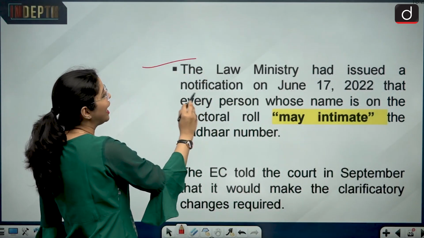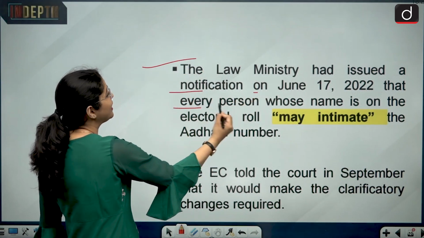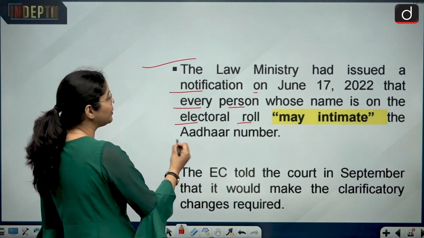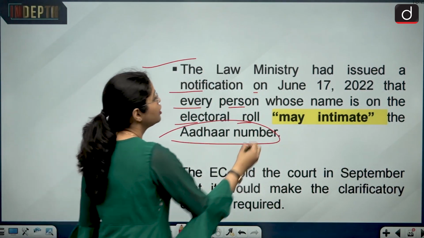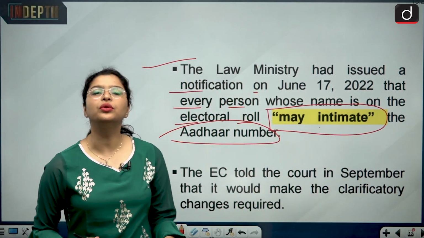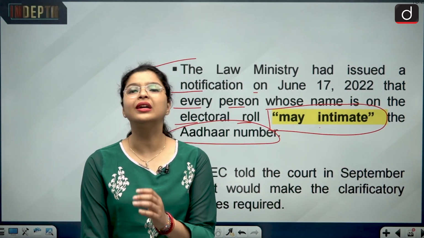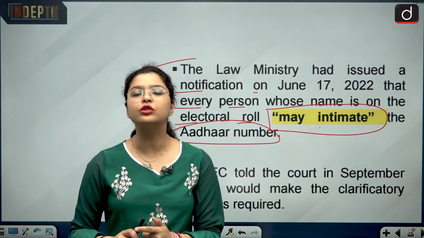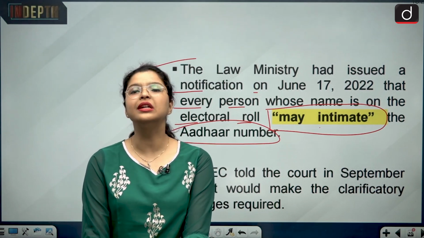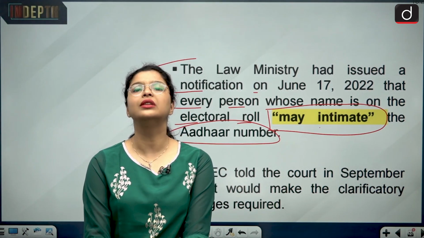Moving forward. The Law Ministry had issued a notification on June 17, 2022 that every person whose name is on the electoral roll may intimate the Aadhaar number. So the word used here is may intimate. But do you think the form has this option? No. The form is not clear on this point that the disclosure is voluntary in nature. You are not bound to seed your Aadhaar details. So the form absolutely is silent on this point.